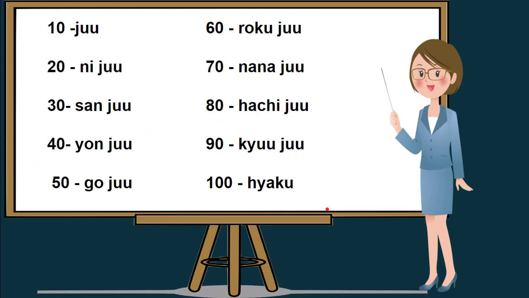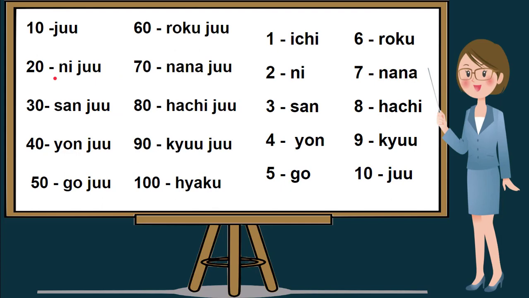Very good. Now let's try to review again counting numbers by tens from 10 to 100. Let's begin with 10. Ju, ni ju, sang ju, yong ju, go ju, lok ju, nana ju, hachi ju, kyu ju, hyaku. We need to memorize counting by tens from 10 to 100 because we need these numbers in order for us to count from 21 up to 100.